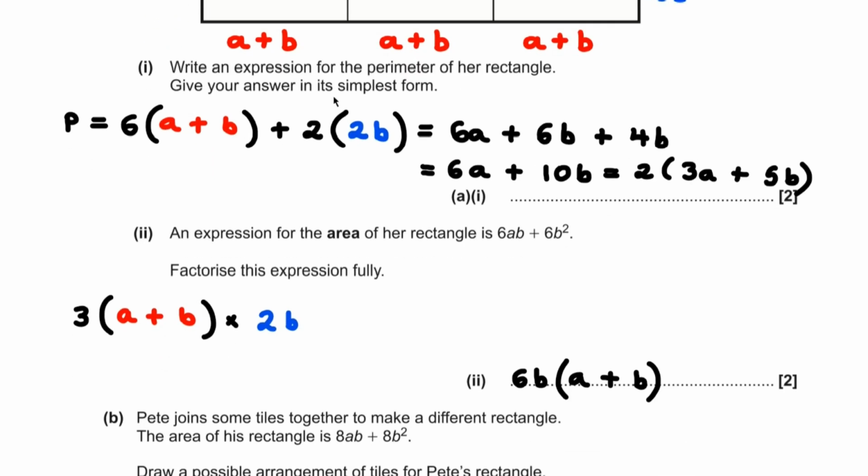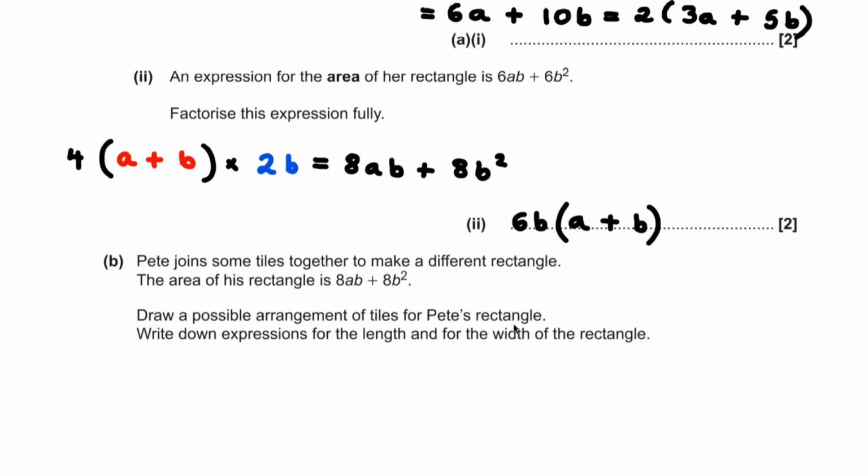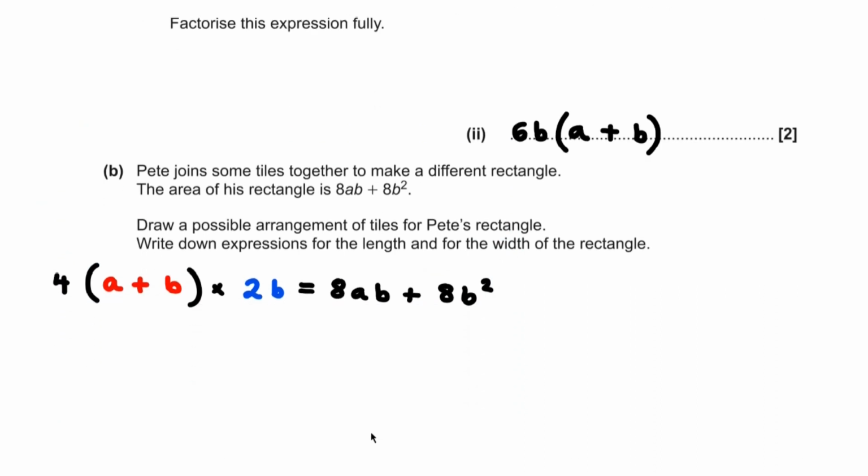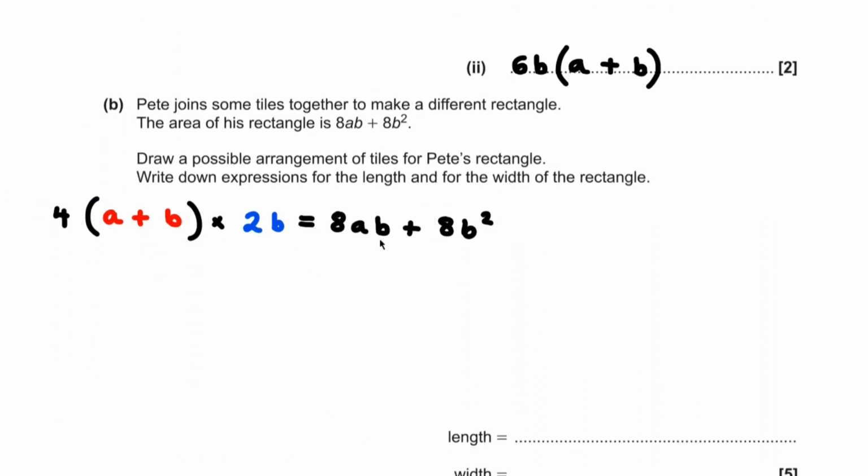But what happens if I change this to a 4? Well, if I do that, what I'll end up with is 4 times by 2, which is 8. Then I've got a times by b, so that's ab. And then I've got the 4 times by the 2, which is 8, and then I've got b times by b, which is b squared. So that's how we arrange our rectangle. We arrange our rectangle such that we've got 4 lots of a plus b times by 2b.